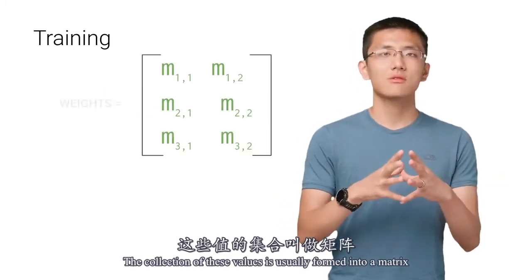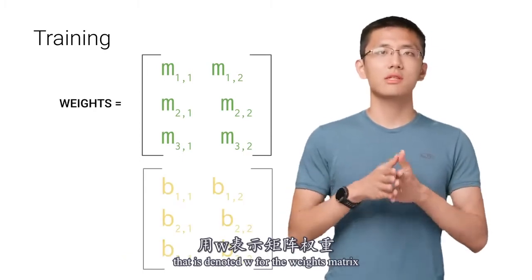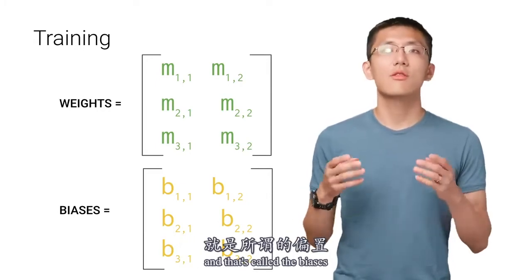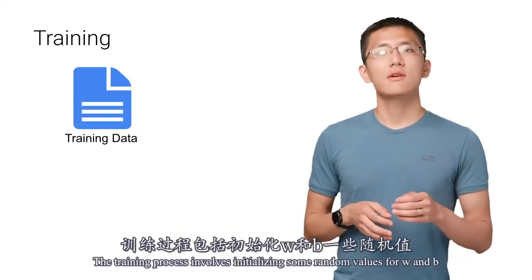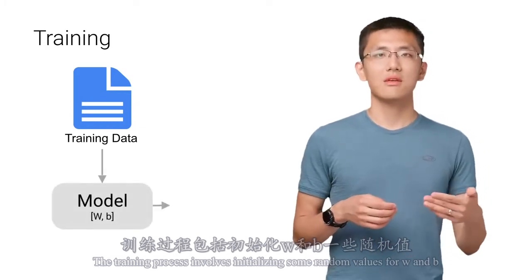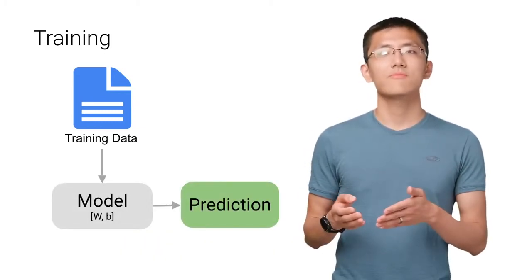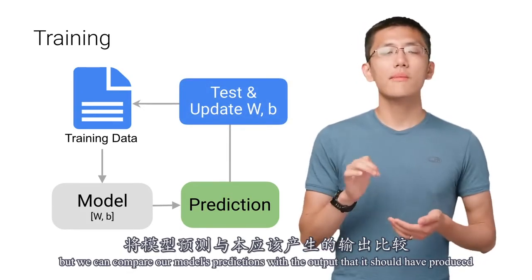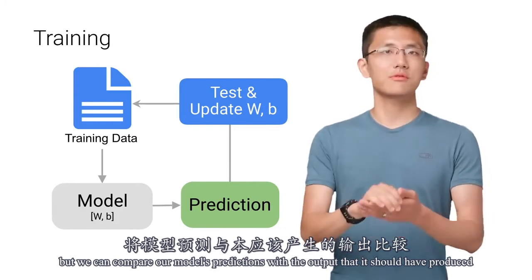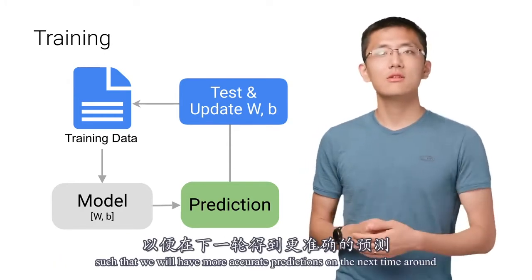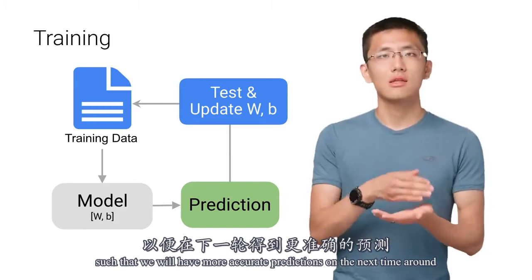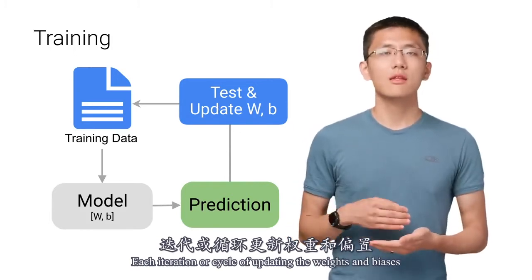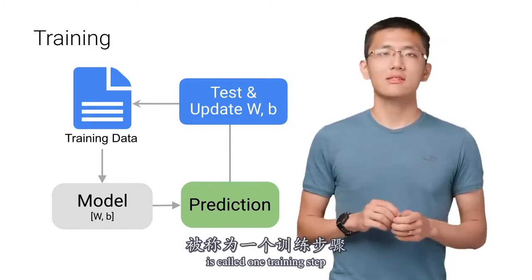The collection of these values is usually formed into a matrix that is denoted W for the weights matrix. Similarly for B, we arrange them together, and that's called the biases. The training process involves initializing some random values for W and B and attempting to predict the outputs with those values. As you might imagine, it does pretty poorly at first. But we can compare our model's predictions with the output that it should have produced and adjust the values in W and B such that we will have more accurate predictions on the next time around. So this process then repeats. Each iteration or cycle of updating the weights and biases is called one training step.